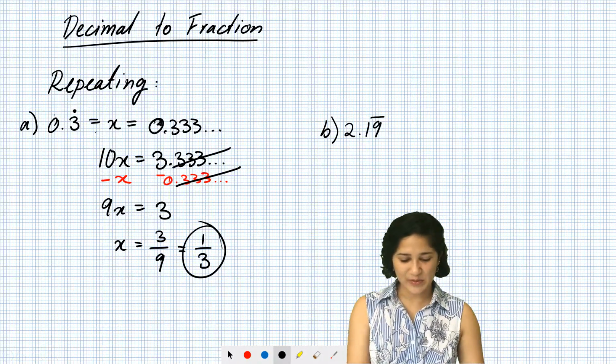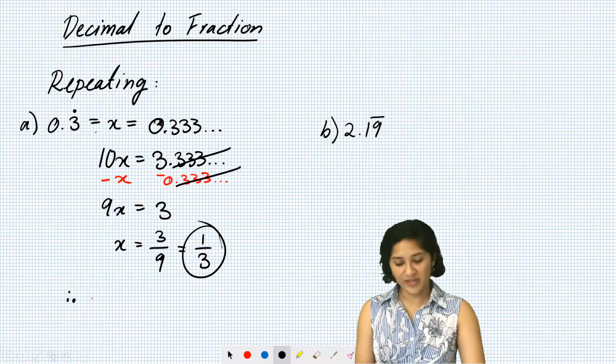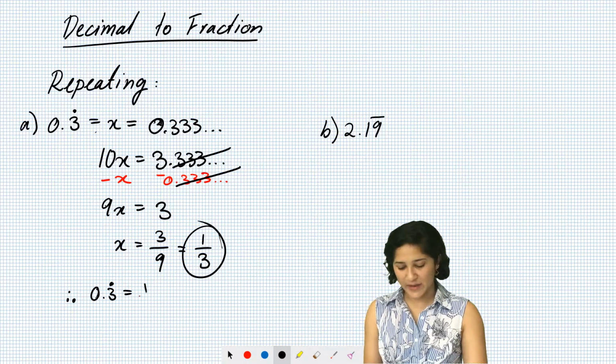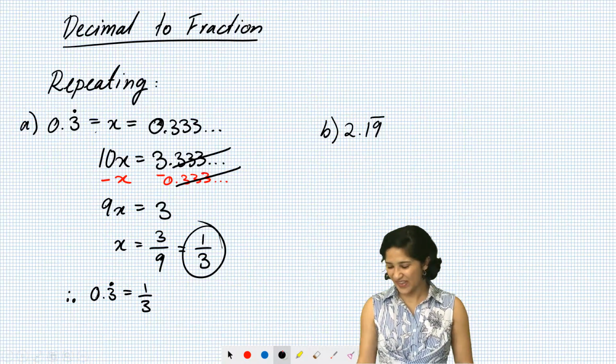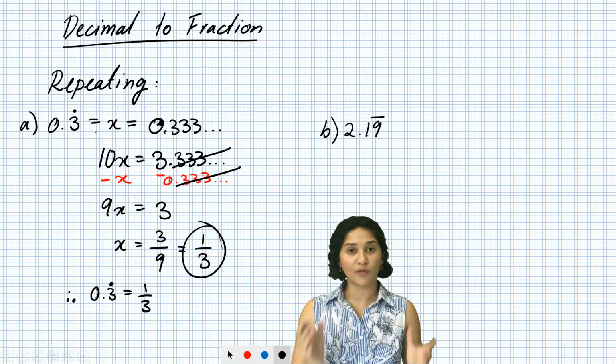So x, which was my original number, is 1/3. So 0.3 repeated is the same as 1/3. Cool, right? So let's try another example where we have a bigger chunk repeating.